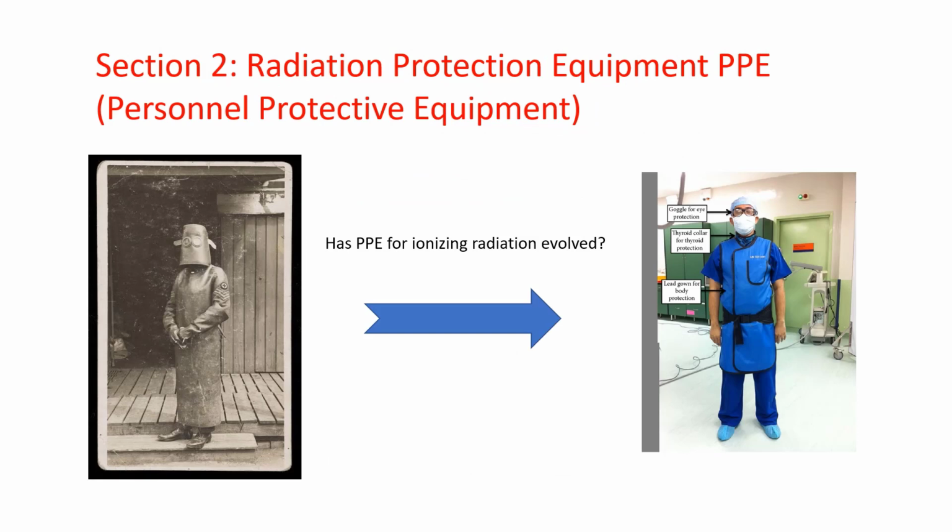The next section will cover radiation protection equipment or personal protective equipment that is outlined in the OSHA regulations.